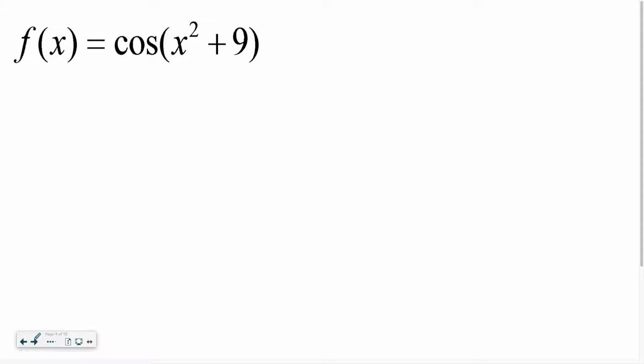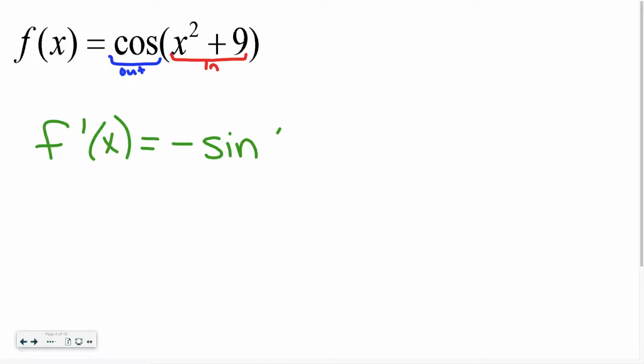What is our outside function? Okay, cosine is our outside function. X squared plus 9 is our inside function. Okay. So when we take the derivative, we are going to take the derivative of our outside. What's the derivative of cosine? Okay, so the derivative of our outside function is negative sine. Inside of sine, we leave it alone, x squared plus 9.